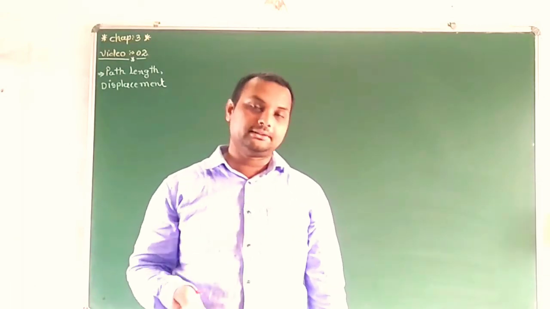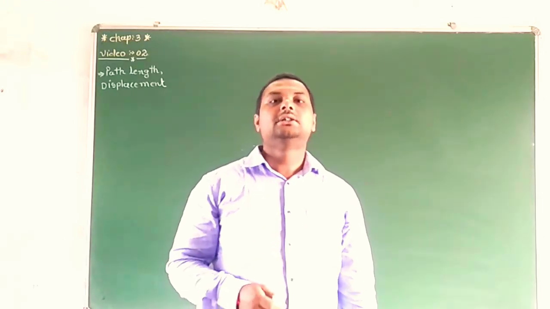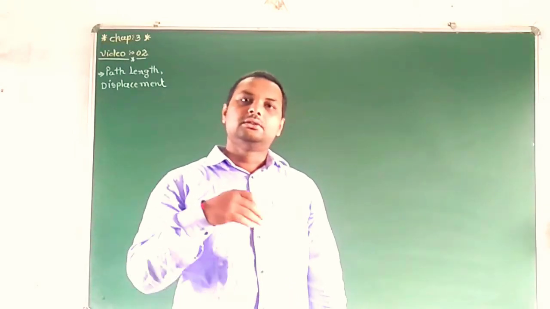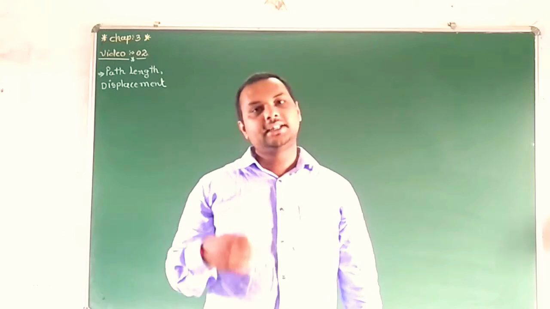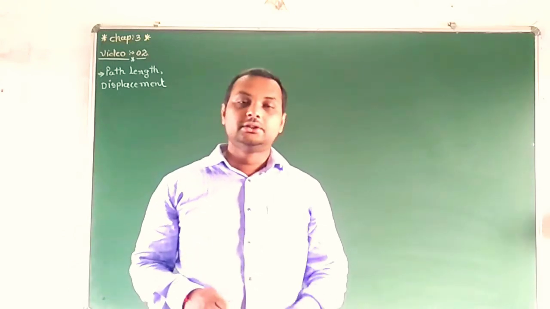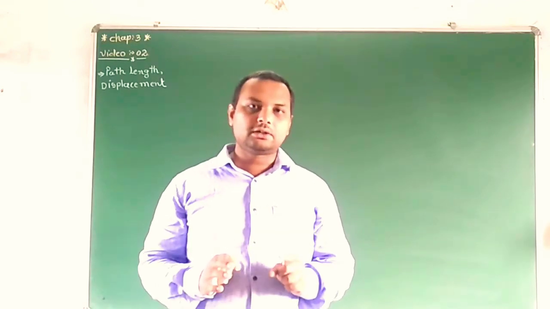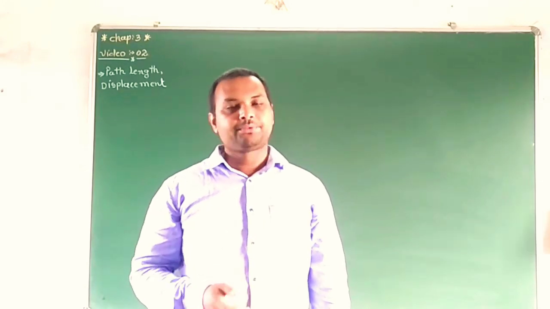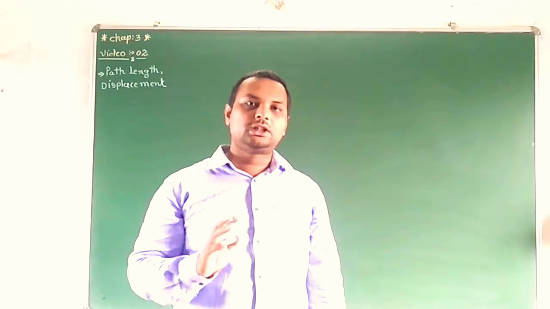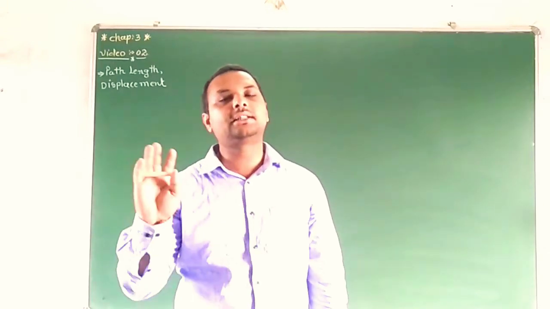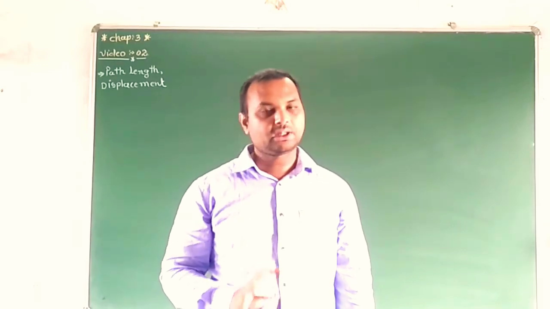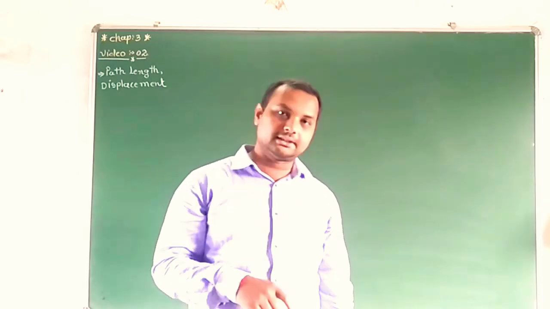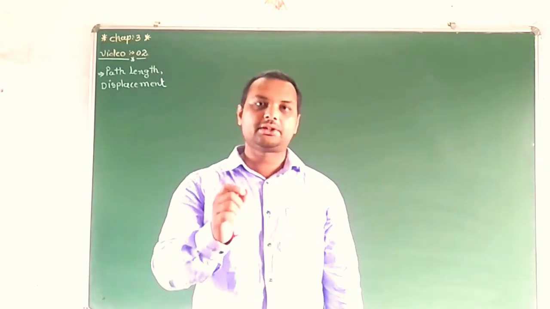So, what do we mean by the path length? Take an example that you are moving from your home and you went to your friend's home. Together, you are moving to the school, and then you come back to your home. During this journey, the amount of the total distance covered by you, that is called path length. So, what is the path length? Total distance covered by the particle is called path length. One more important thing is that it is a scalar quantity. What is the scalar and what is the vector? We will see its definition, but right now it is scalar.